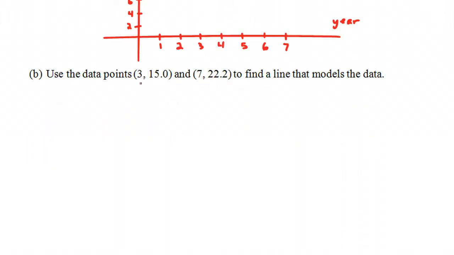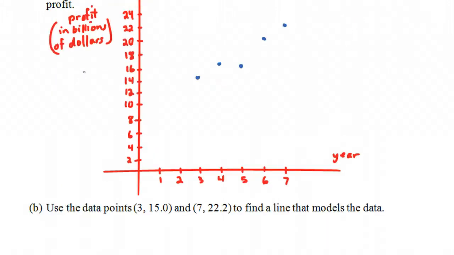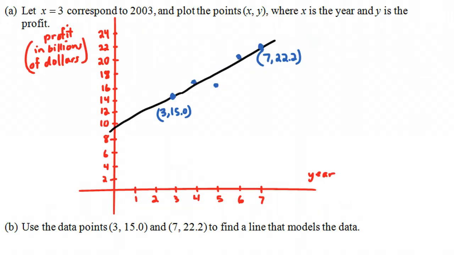It says use the data points (3, 15.0) and (7, 22.2) to find a line that models the data. Those are actually the first and last points. (3, 15.0) is the first point, and (7, 22.2) is the last point. The profit in the year 2007 was 22.2 billion. I've drawn in the line that goes through those 2 points, and the question is, what is the equation of that line? How do we find the equation of a line that goes through 2 points? First of all, we need to know the slope of the line and 1 point on the line.